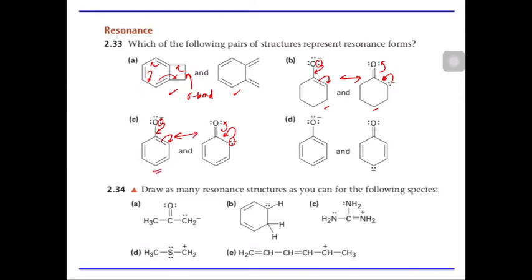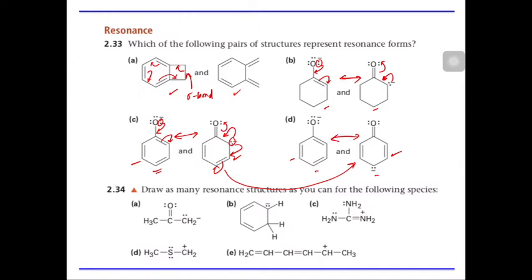How about these two, letter D? We have this, this, and this. Are they the same resonance form, or are they resonance forms? The answer is yes. Basically, this one and this one are just the same, and this is a continuation of this. What happens here is that this one moves further to form this structure. So basically, this and this are still resonance forms.